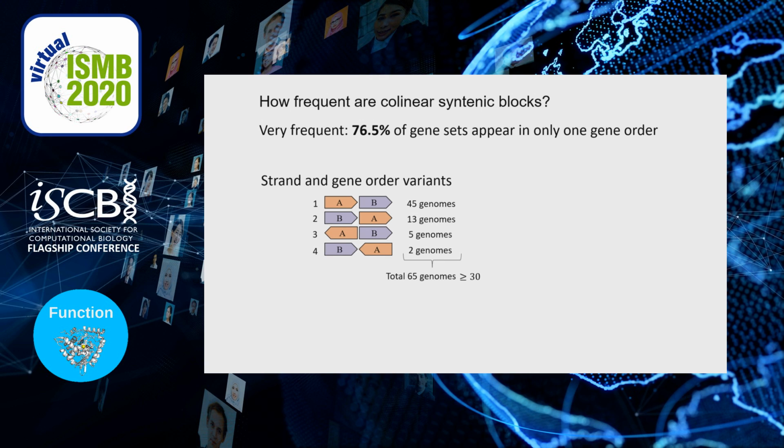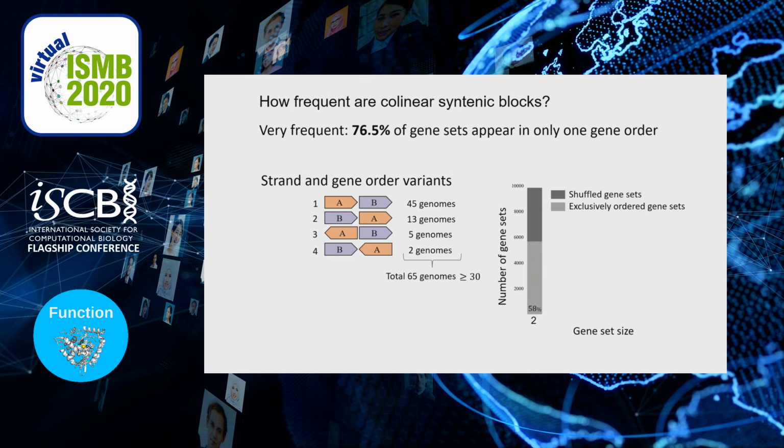A gene set consisting of 2 genes, for example, can have up to 4 different variants of strand and gene order combinations. Now let's look at gene pairs. The dark gray part of the chart corresponds to gene pairs with 2 or more gene order variants, while the light gray part corresponds to gene pairs with only 1 gene order variant.